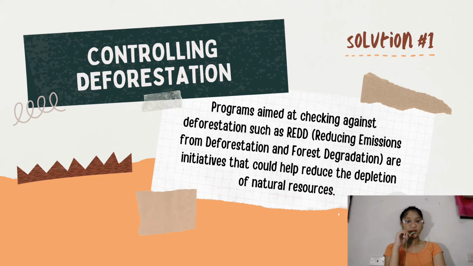Dito sa controlling deforestation, kailangan natin iwasan or kontrolin ang pagpuputol ng mga puno para hindi makalbo ang ating mga kagubatan. May mga paraan upang maiwasan natin ang pagkaubos ng mga natural resources. At ito ay ang pagtatanim na kung saan ang mga natural resources na kinukuha natin ay papalitan natin.